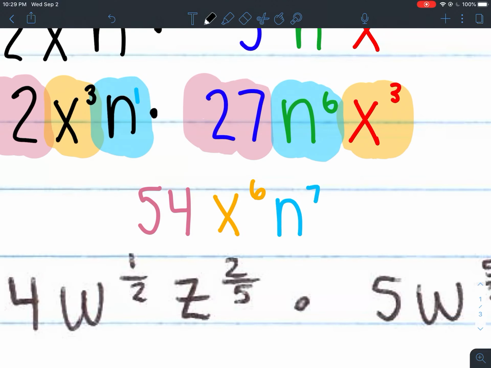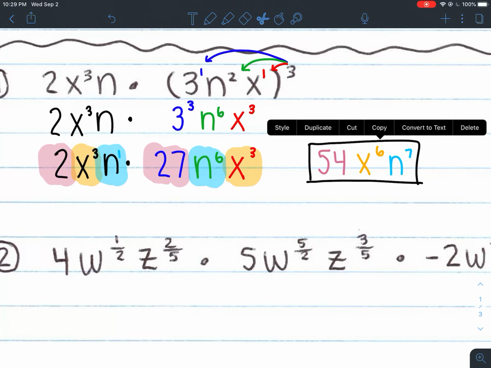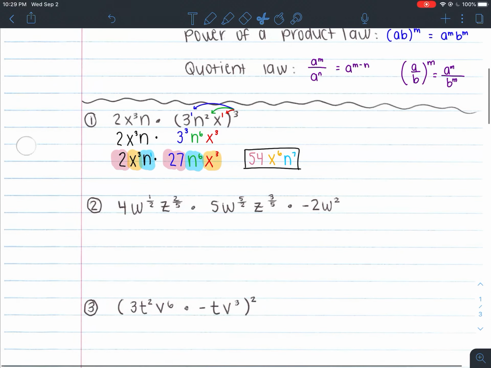Okay, now how do I know I'm finished and I'm complete? Well, when you have at the very end and you can't combine any of your bases together, you're finished. Well, 54 is a base, x is a base, and n is a base. They're all separate from each other, so I'm finished because I cannot do anything else to this problem. I'm going to go ahead and move that over there so we have some room. Okay.